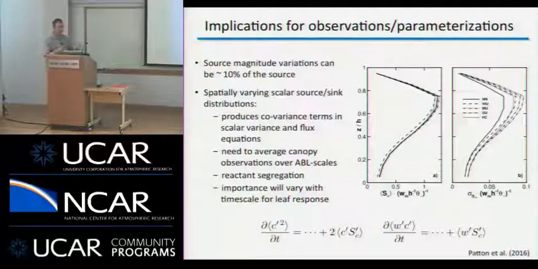statistics of these sources. If we look at the vertical average, inside the trees, this is the top of the trees here, across all of these cases, if we normalize appropriately, we can look at the shape of the profiles, and they don't vary too much relative to the imposed forcing. But the spatial variation of the source distribution can vary by order 10% relative to the mean for the conditions we're looking at here.